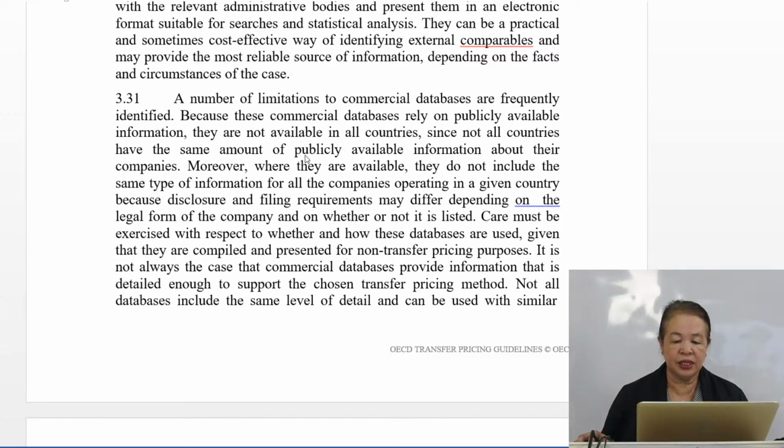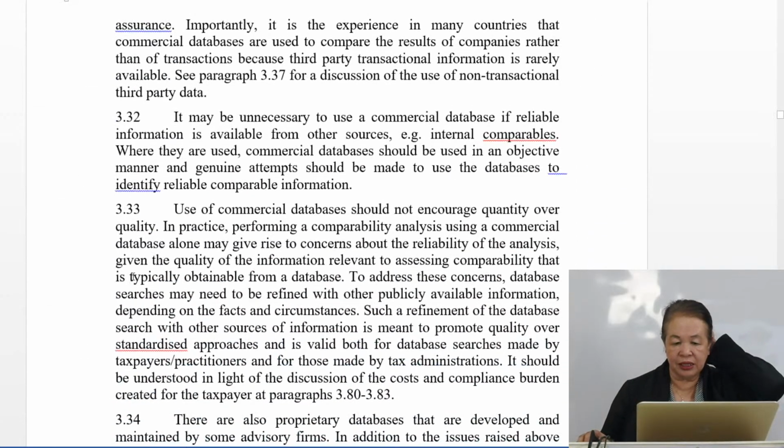No? So it is not always the case that commercial databases provide information that is detailed enough to support the chosen transfer pricing method. Not all databases include the same level of detail and can be used with similar assurance. No? Importantly, it is the experience in many countries that commercial databases are used to compare the results of companies rather than of transactions because third-party transactional information is rarely available. See paragraph 3.37 for a discussion of the use of non-transactional third-party data.